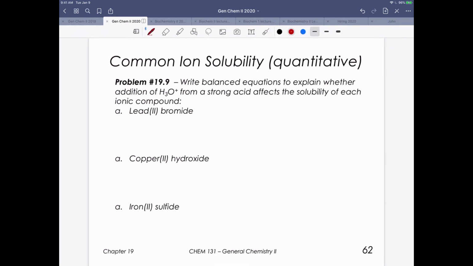So last problem here, and I really should say that this is a qualitative problem. We're just asking the question whether or not addition of a strong acid is going to affect the solubility of this compound. So in order to think about that, we have to think about if chemistry would happen if we were to add hydronium ions. That's the big question. Thinking about if we were to add hydronium ion, do we have any ions in here that would want to do acid-base chemistry? So think about that and try to work through this first problem here.